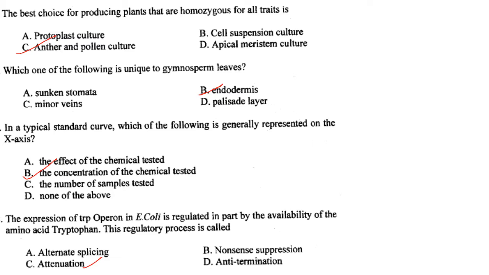Then the expression of tryptophan operon in E. coli is regulated by the availability of the amino acid tryptophan. This regulatory process is called as attenuation. Answer is option C.